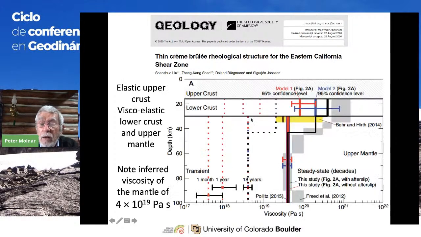And when they solved for the viscosity structure, assuming an upper layer that's elastic, an elastic upper crust, a viscoelastic lower crust, so the lower crust is both viscous and elastic, and the upper mantle is viscous and viscoelastic, they inferred that all the strength is in the top, that the viscosity in the mantle is actually quite low, 4 times 10 to the 19 Pascal seconds. So the mantle is weak.